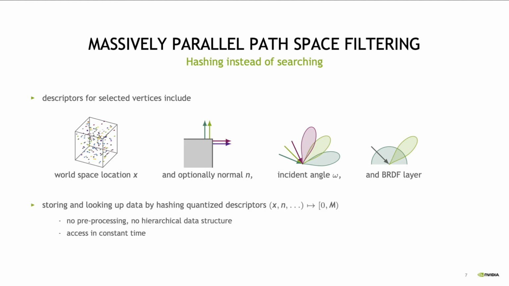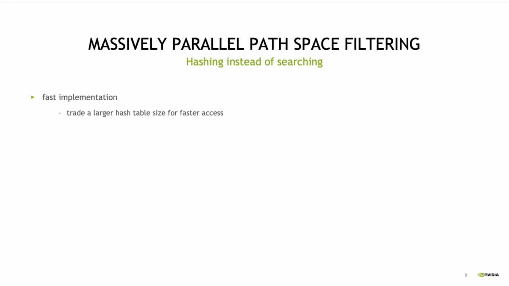Given a set of descriptors of vertices, we then use a hash as a mapping from the descriptors to memory locations in a hash table. Since this is a direct mapping, no pre-processing or hierarchical data structures are required, and all access can be performed in constant time. Hash functions may map different descriptors to the same memory location. This is called a collision and requires additional efforts.